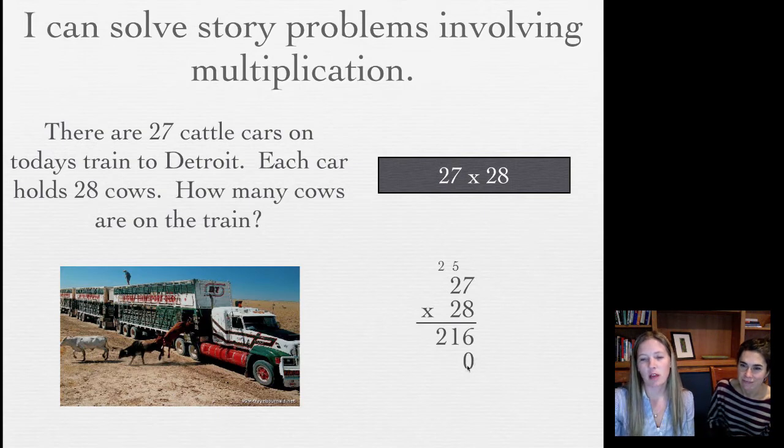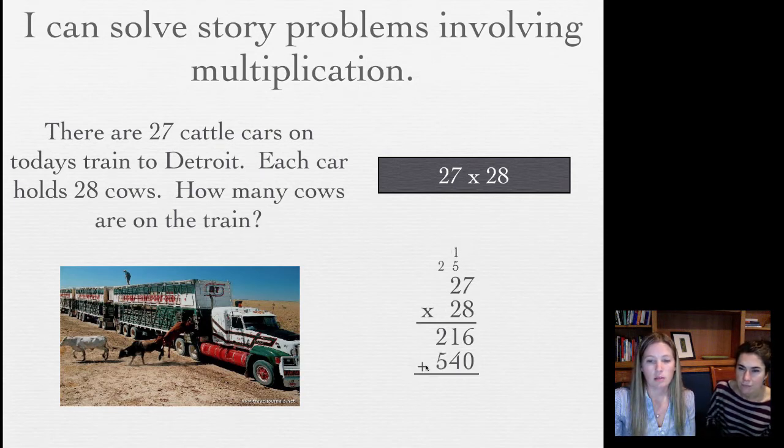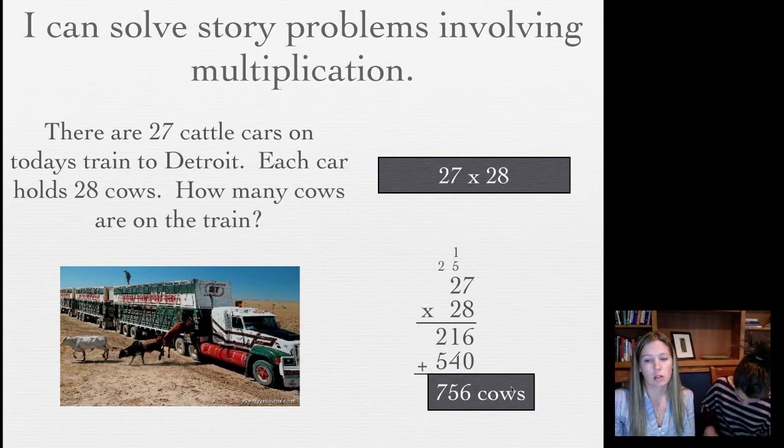I'm going to mark my place value with a 0 because I'm moving over. So 2 times 7 is 14, so I have my 1 up here, my new group, 14. And I multiply my tens, 2 times 2 is 4, 4 plus 1 is 5. And then the last step is adding them together. So I end up with 756 cows are on the train.